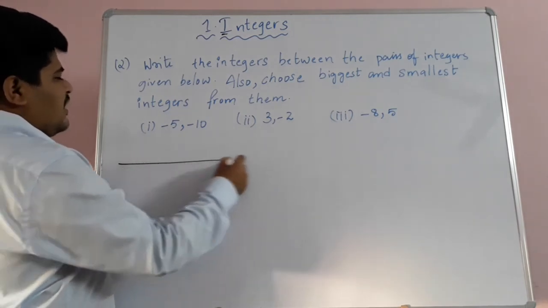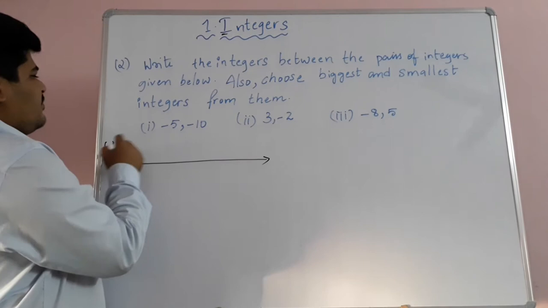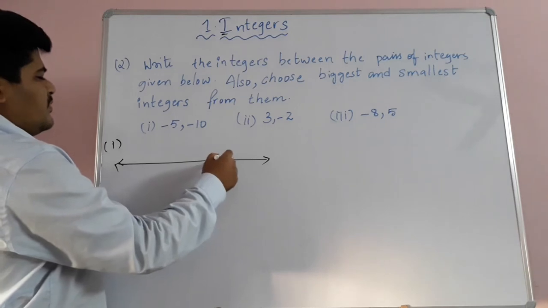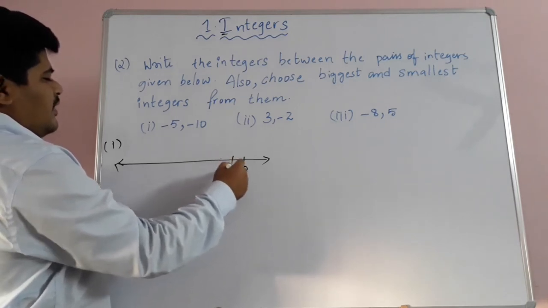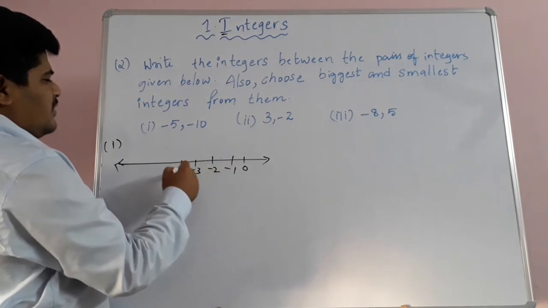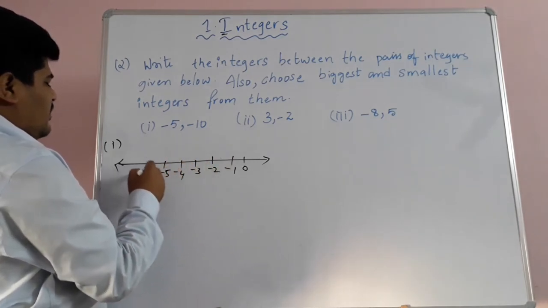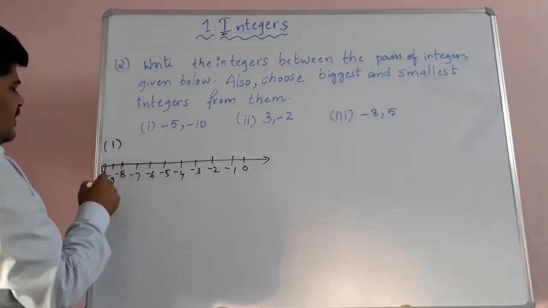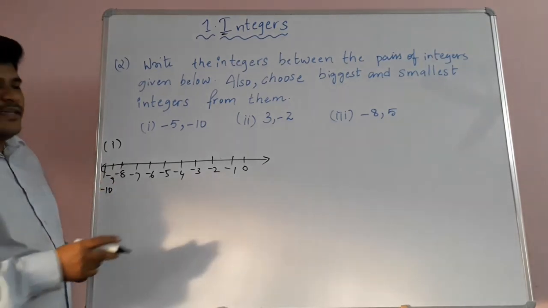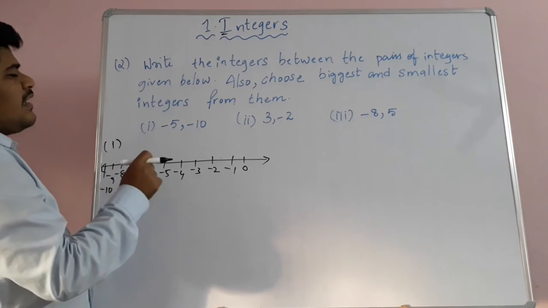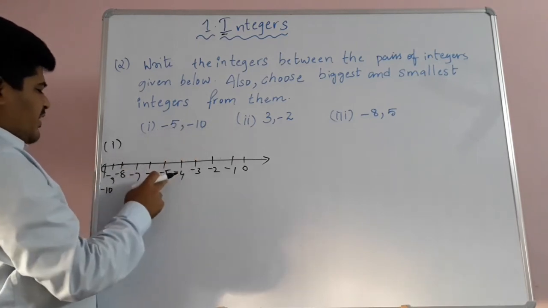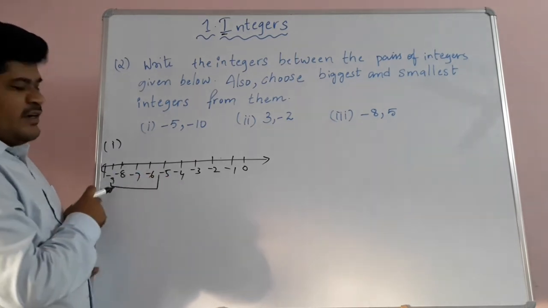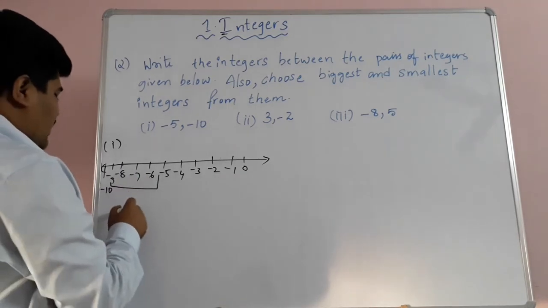Children, I will take the number line to get the answer in an easy way. Between -5 and -10. Here it is 0, -1, -2, -3, -4, -5, -6, -7, -8, -9, and this is -10. These are the integers from 0 to -10, and they are asking between -5 and -10. What integers are there between negative 5 and negative 10? All these integers are lying between negative 5 and negative 10.